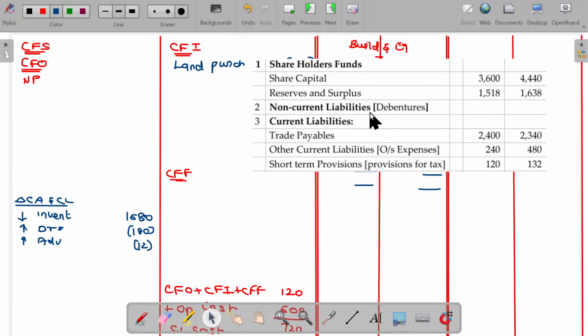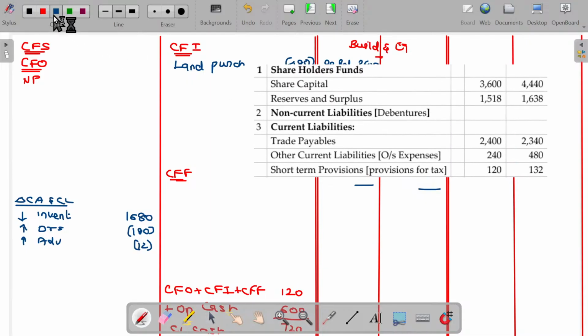Now, share capital increases from 3,600 to 4,440. Maybe issue. There is no adjustment, we have not seen any. So issue of equity share capital will be a receipt. How much is that? 840. Reserves and surplus, the difference between opening and closing, assumed to be the income earned in the current year transferred to the P&L. How much is that? 120. This is 120.